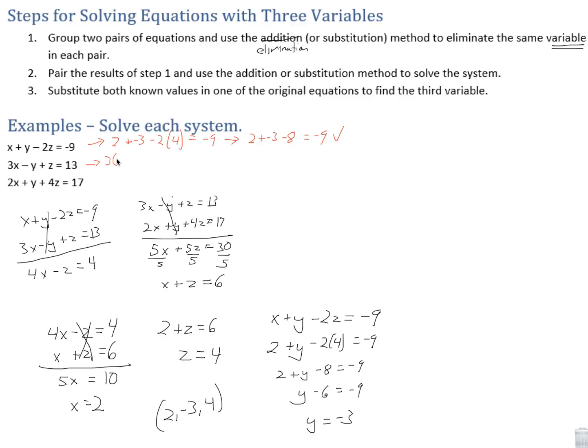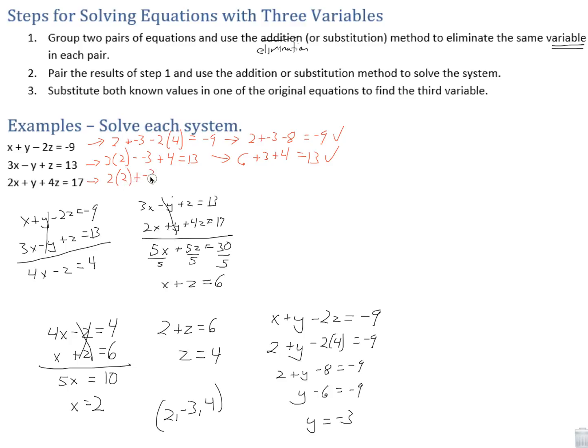Putting in the next one, again, 2, negative 3, 4. So 3 times 2 minus negative 3 plus 4. We want to know, does that equal 13? This is 6. Minus negative 3 is plus 3. Plus 4. Does that equal 13? 6, 9, 13. Yes.